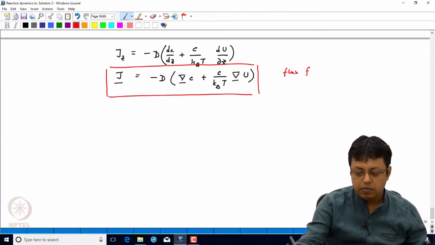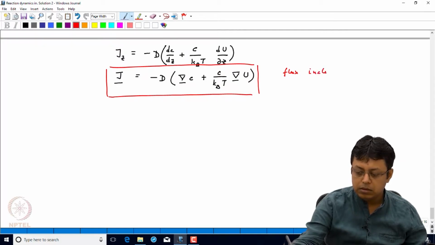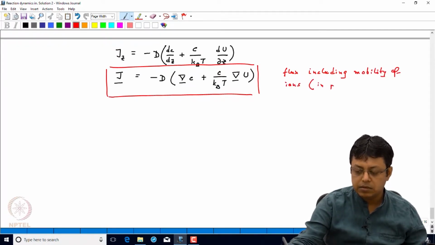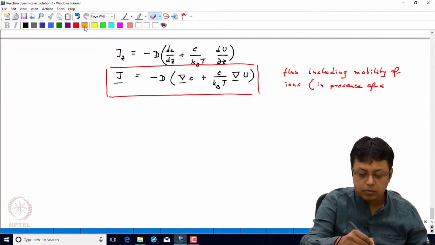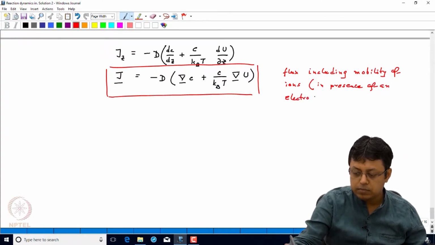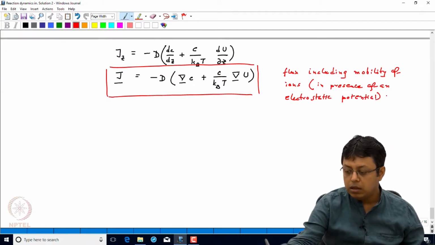So flux for 3D, or we can actually write it as flux including mobility of ions, in presence of an electrostatic potential, which was phi, but in this equation we have connected the phi with the potential energy, which is U, in 3D.